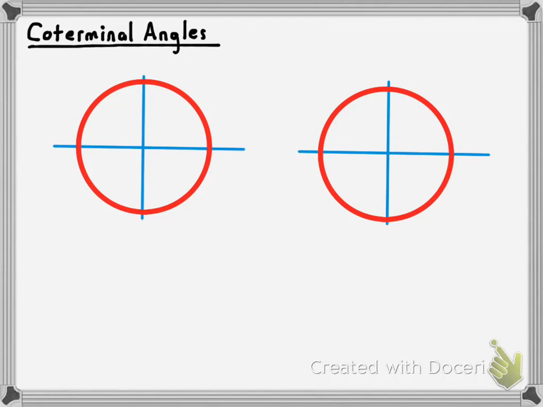Now, the first thing I want to talk about in terms of angles that would have the same sine or cosine or tangent values is what are called coterminal angles. I used this term in the previous video, but it wasn't a focus, and so now I want to make it a focus. When I'm talking about two angles that are coterminal angles, I'm talking about angles that have the exact same terminal side.